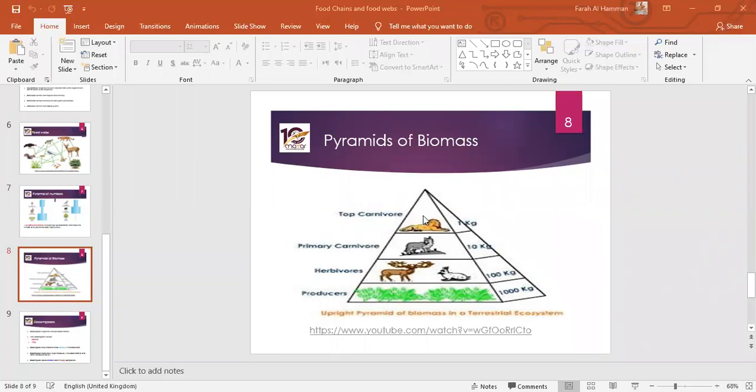Now, lions are going to have the smallest biomass. Why? Because they are the last organisms in the food chain. So they receive the least amount of total energy. So they were able to use the least amount of energy for growth. This is why if I take all of the lions in a given area and I measure their masses, I will find that their biomass will be the lowest.